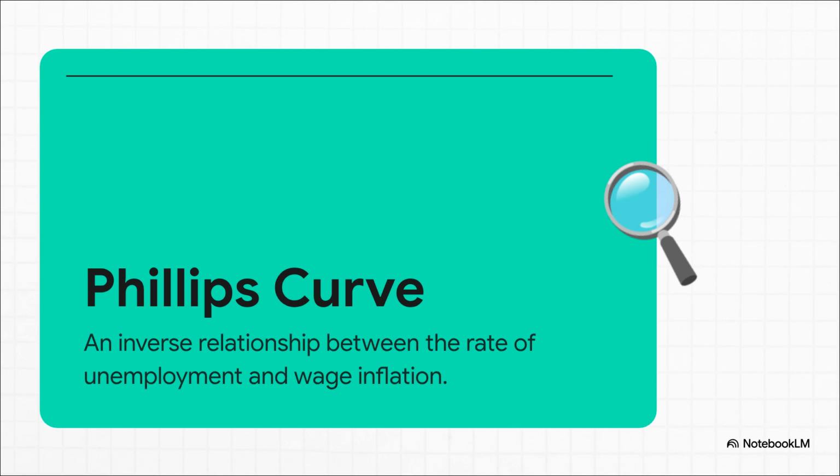The famous Phillips curve demonstrates an inverse relationship between the rate of unemployment and the rate of wage inflation. And it intuitively makes total sense. When jobs are plentiful and workers are scarce, employers literally have to bid up wages to attract talent. So the lower the unemployment rate, the faster prices seem to rise.